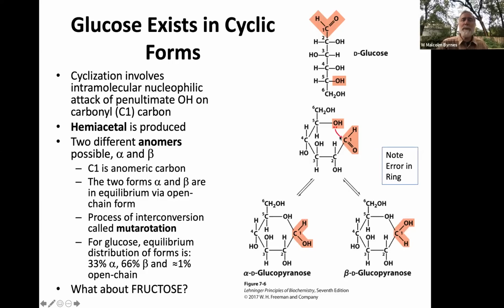So the ring can open, and then the OH group can end up being on the other side of the ring. And when you consider glucose in solution, there's an equilibrium distribution of these different forms, such that 33% is alpha, the alpha anomer, 66% is the beta anomer, and 1% is the open chain form.